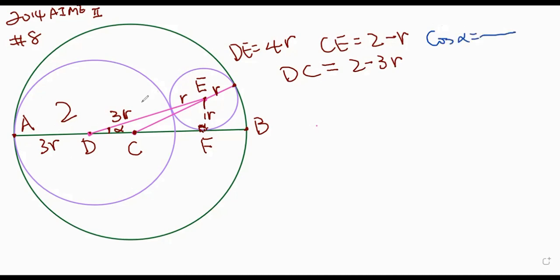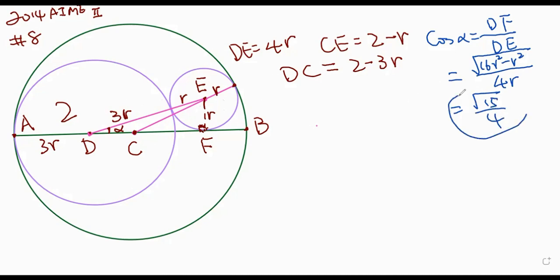We know sine alpha is R over 4R. EF over DE, this is 3R. How much is DF? We can use this side squared, 16R squared minus R squared, then take the square root, over 4R. So cosine alpha is square root of 15 over 4, right? Now we can use the cosine law.